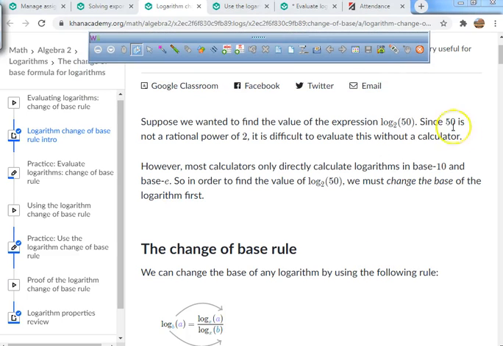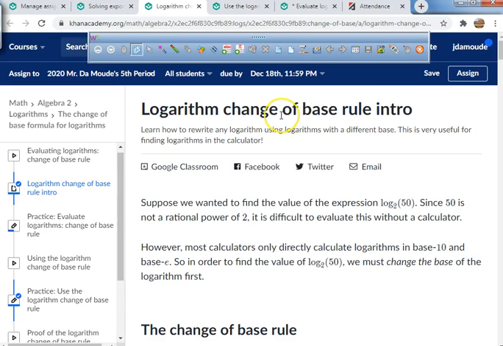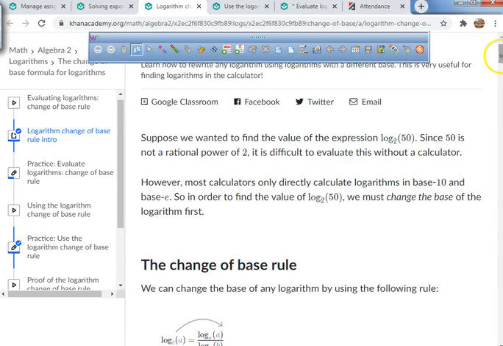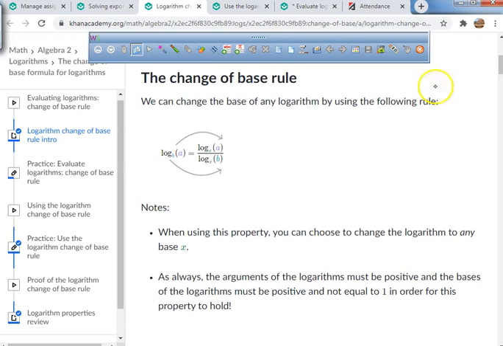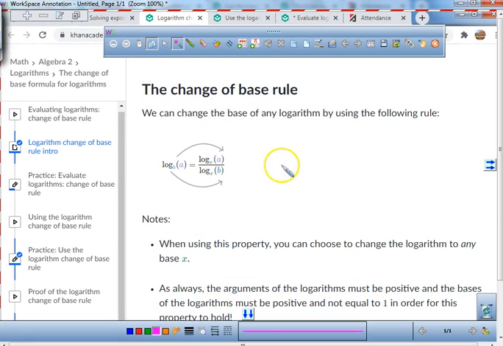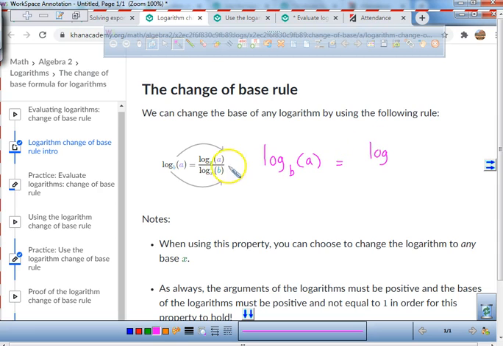Okay, guys, today what we're going to be talking about is a certain rule called the change of base rule. I'm going to use this screen right here, and I'll write it a little bit bigger. It says log base b of a equals log base x of a over log base x of b. I'll change it to an x so you can see it.